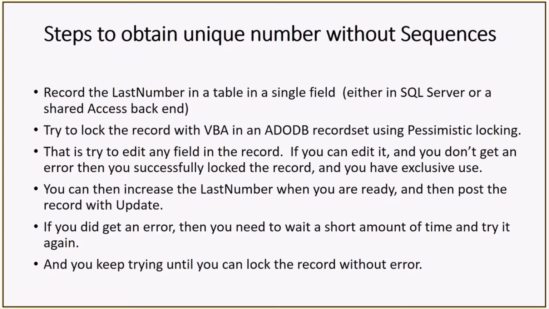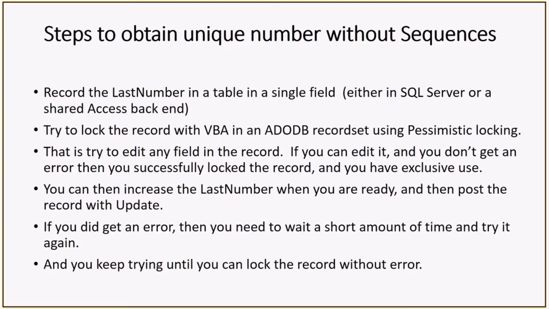If you can edit it and you don't get an error, then you successfully locked the record and you have exclusive use. You can then increase the last number when you are ready and then post the record with update. If you did get an error, then you need to wait a short amount of time and try it again. And you keep trying until you can lock the record without error.